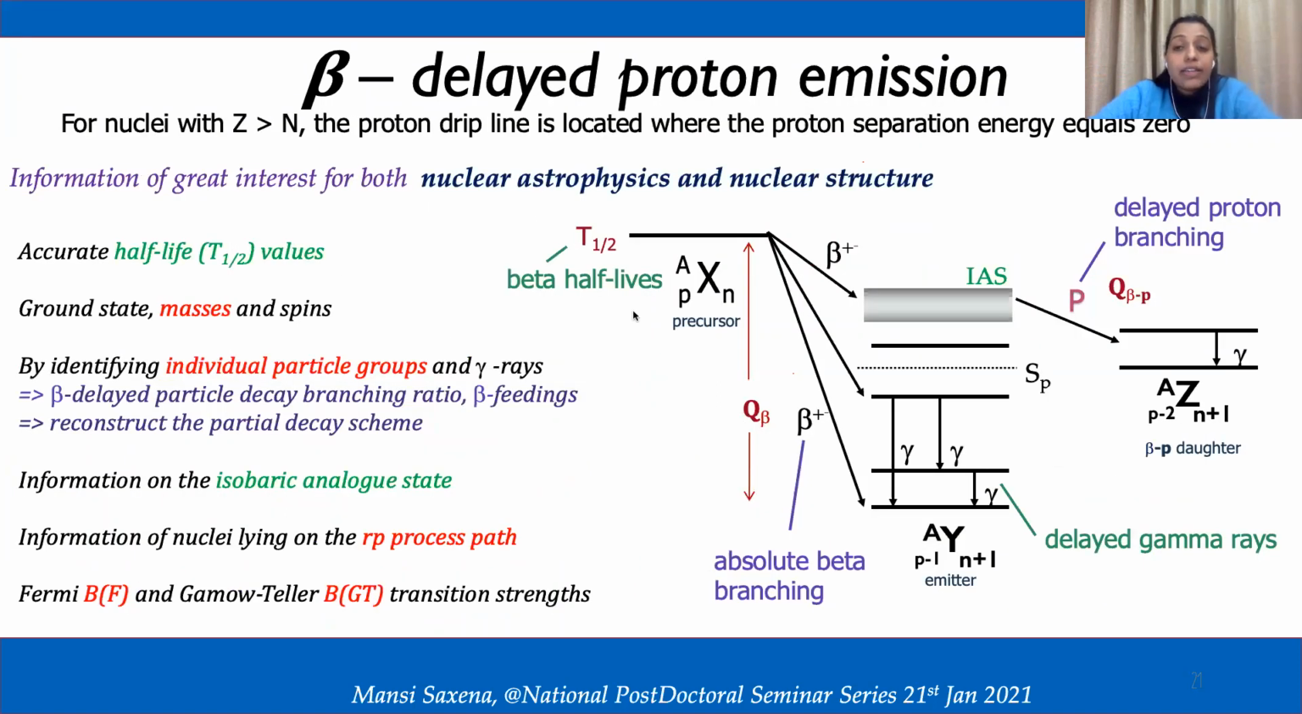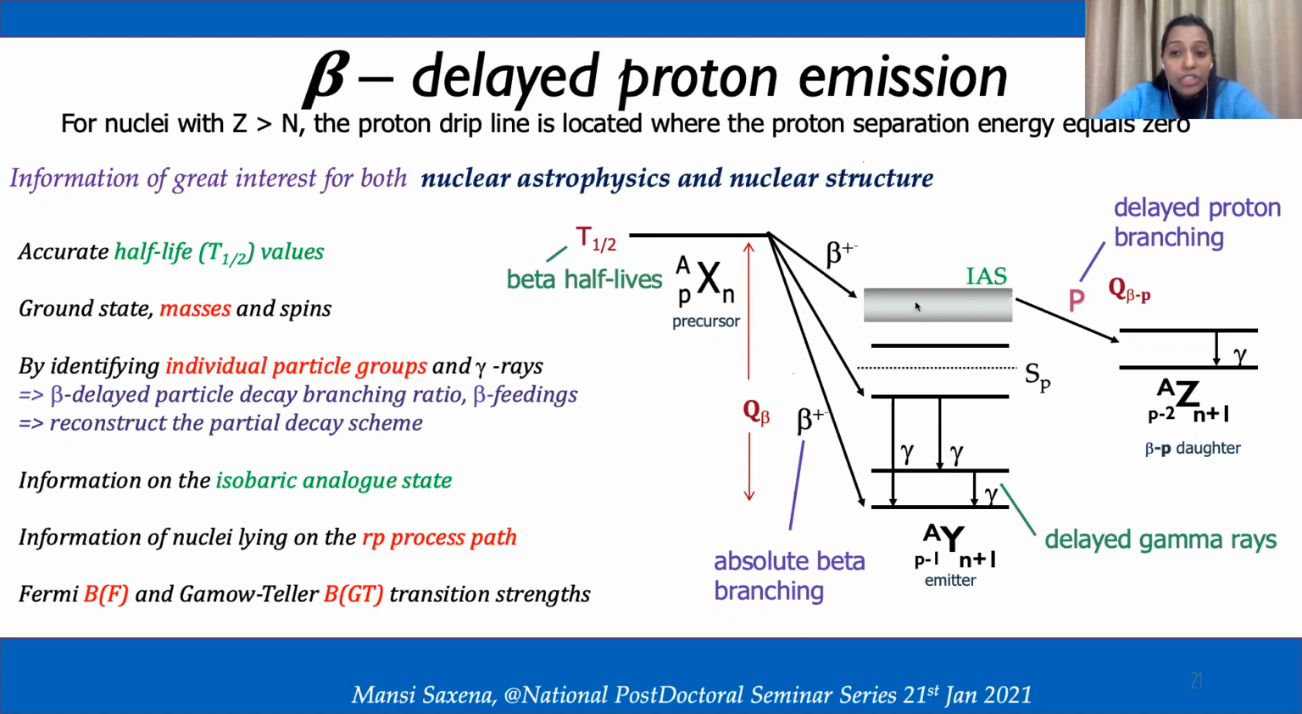Now on the right, I have a schematic of what we can expect in a beta-delayed particle emission experiment. We have the parent nucleus, which undergoes beta decay, and then some states are populated in the daughter nucleus. The energy available for this reaction is the Q beta value. The states populated in this daughter nucleus can be either above or below the proton separation energy. If they are below the separation energy, they will decay by emitting gamma rays and decay to the ground state of the daughter nucleus.